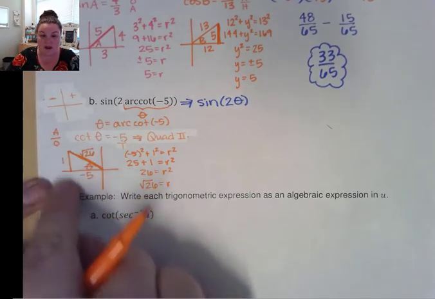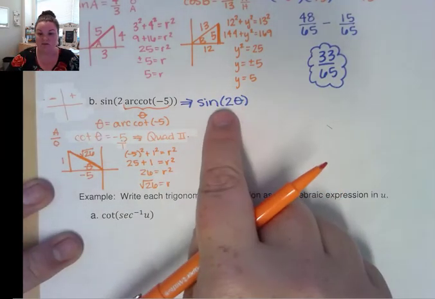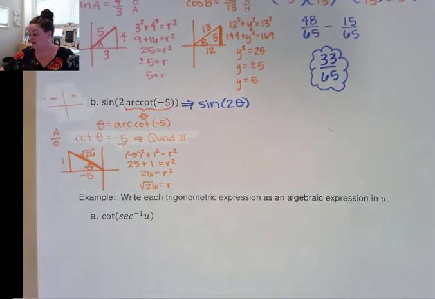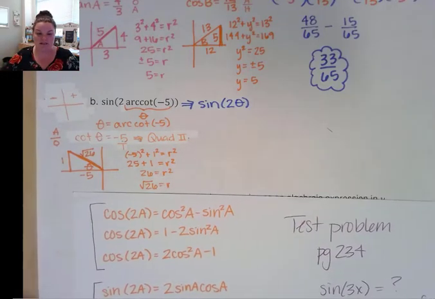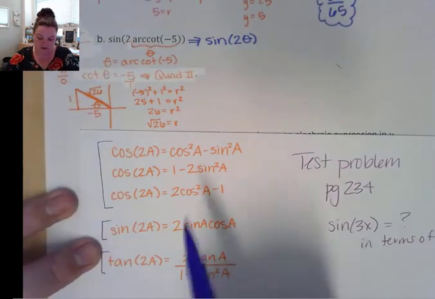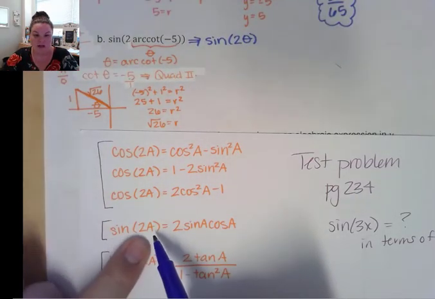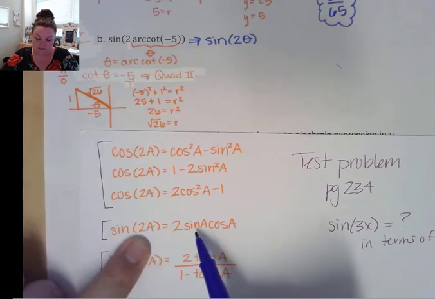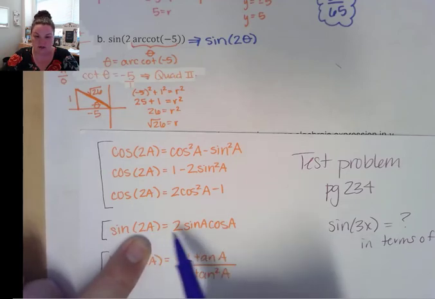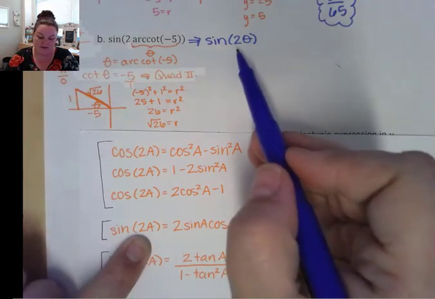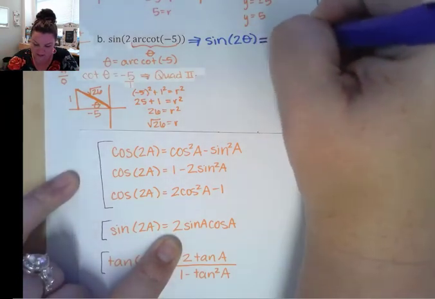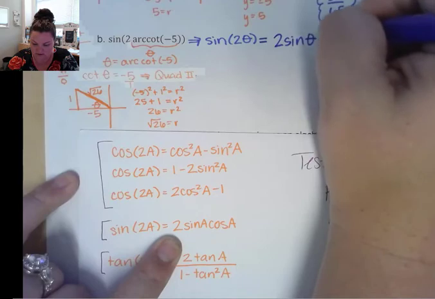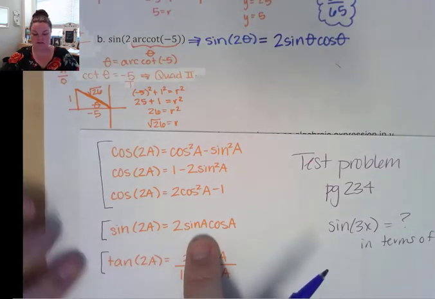So now that I know everything I need to know about theta, I should be able to figure out sine of 2 theta. Now sine of 2 theta, that was one of my double angle identities. Here it is. So if I look up my double angle identities, you can see here that sine of a double angle is equal to 2 times sine of that angle times cosine of that angle. So here it's written as 2a. We have a theta. So I'm going to go ahead and just rewrite this as 2 times sine theta cosine theta. That's our double angle identity, right?